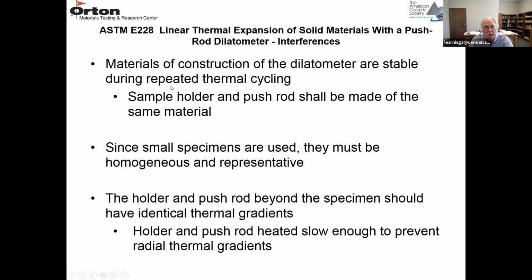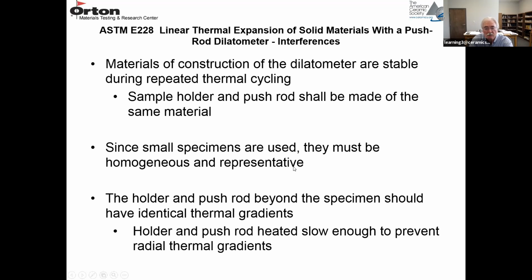Some important points on a pushrod dilatometer. The materials that you construct the dilatometer from have to be stable. So whether it's fused silica or alumina or carbon, that material has to be stable over repeated heating and cooling cycles. The sample holder and pushrod have to be made of the same material. And you're running usually a small sample, 1 or 2 inches in length. So they must be homogeneous and representative. And that sometimes poses a problem for refractory materials.